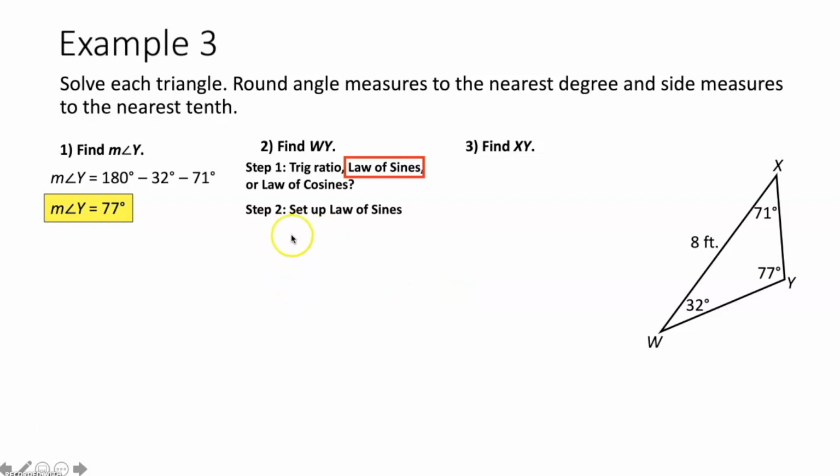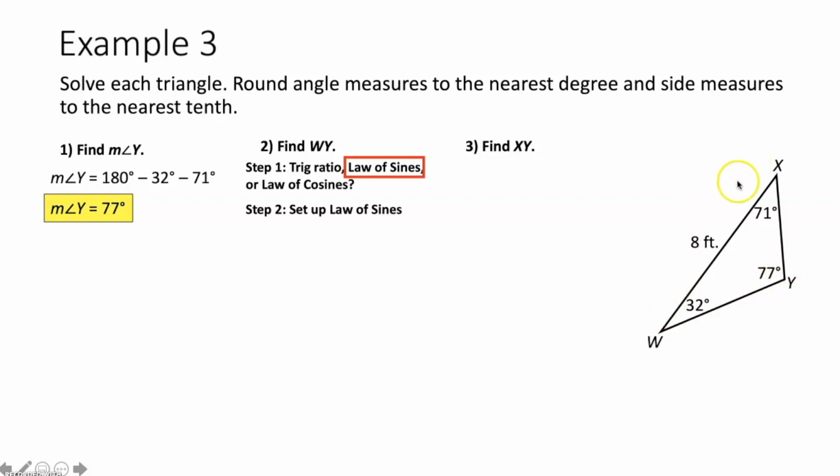And in my first ratio, I'm going to have sine of an angle over the side opposite. And I want to be given both the angle and the side opposite. So where are we given that in our figure? Well, angle Y, we are given that measure, and we are given the measure of the side opposite that, the measure of segment WX. So that's going to be my first ratio.